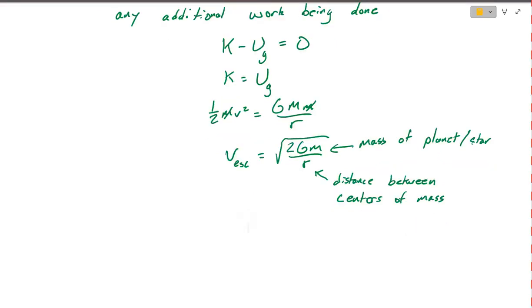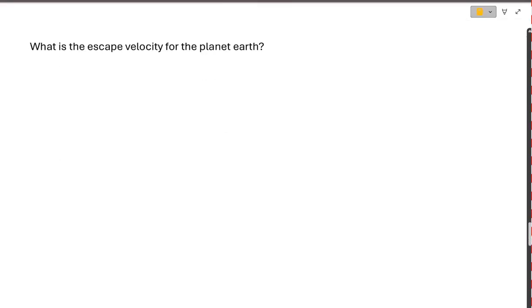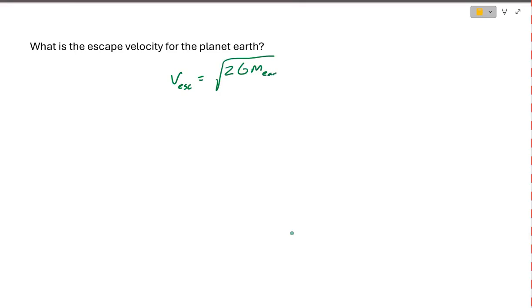So let's do an example. What is the escape velocity for planet Earth? Escape velocity is the square root of 2G times the mass of the Earth over the radius of the Earth.